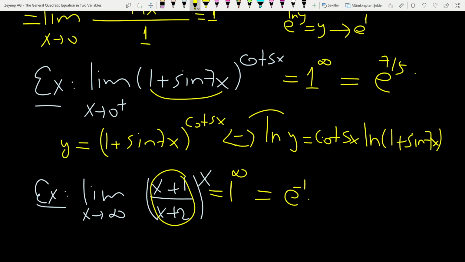I strongly suggest that you solve many problems, especially type 2 and type 3, since it's not so easy to understand or to solve this kind of limit questions. Sometimes they are really difficult.